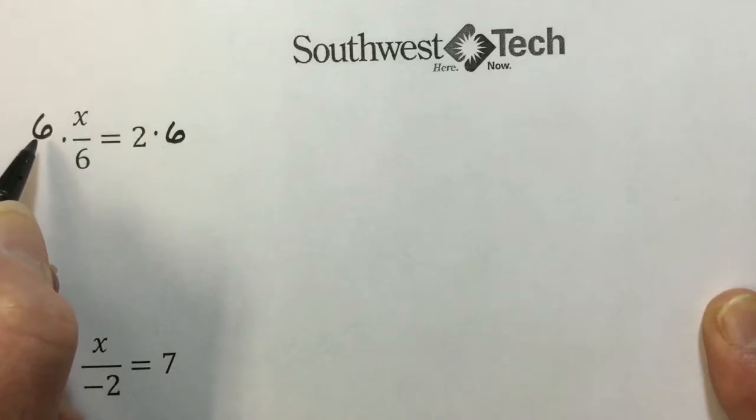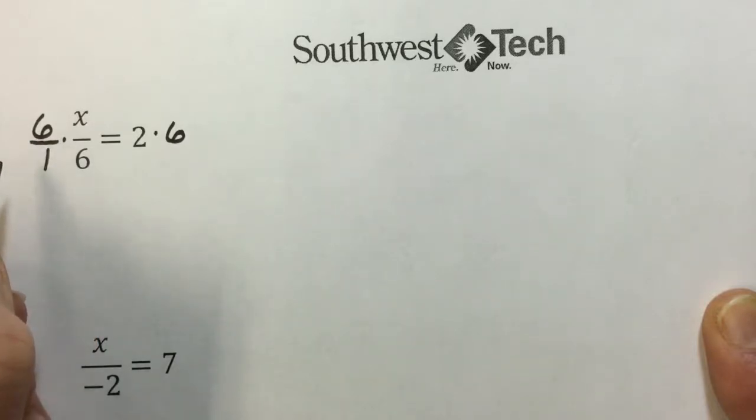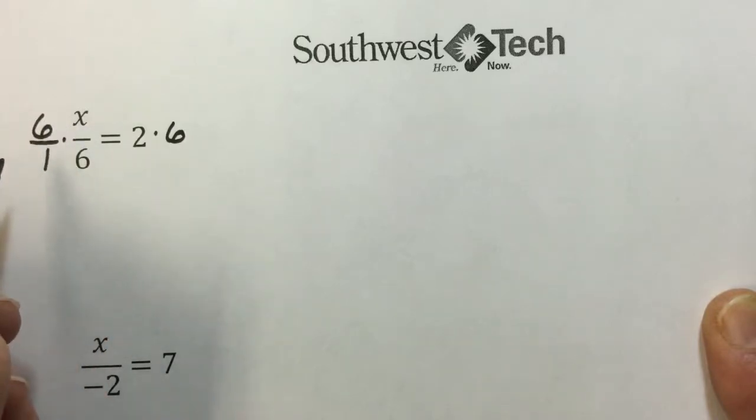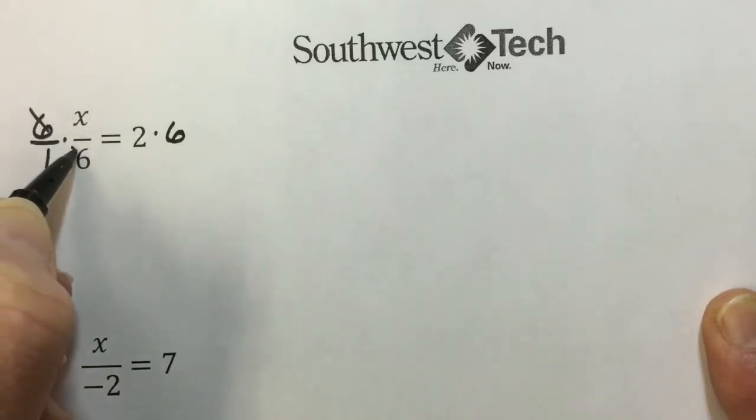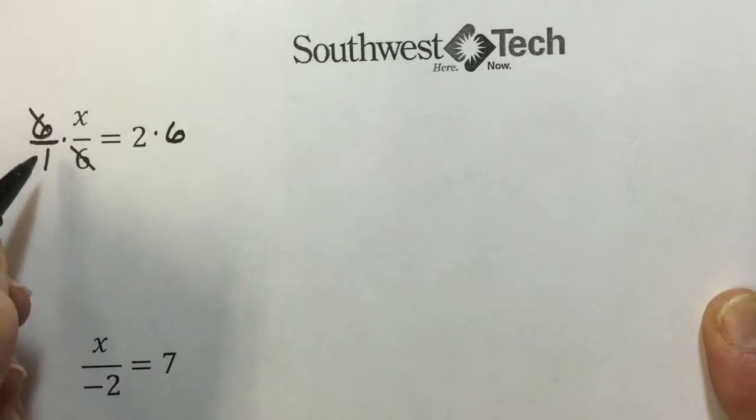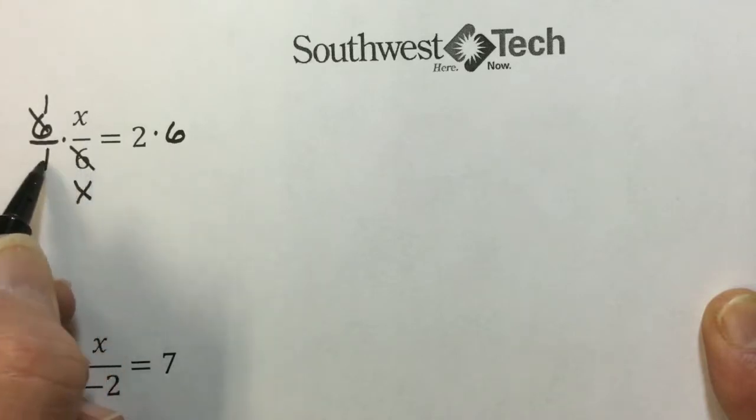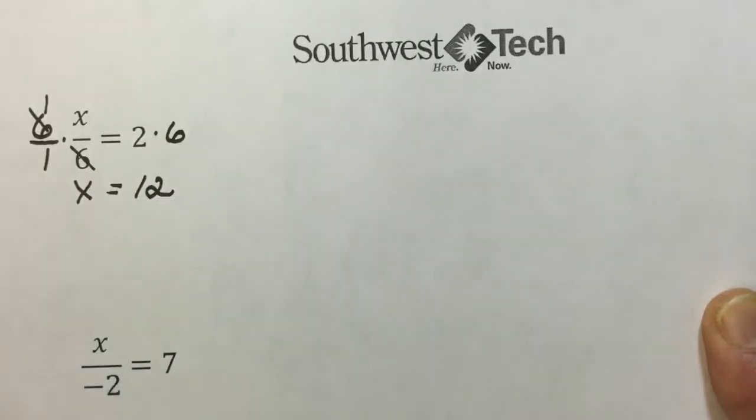Just to illustrate how the 6's cancel out, 6 is understood to have a denominator of 1. When you multiply fractions, you multiply numerators and you multiply denominators, and you can cancel a common factor. In this case, we have 6 in the numerator and 6 as a factor in the denominator, which is equivalent to a 1, leaving 1x in the numerator over 1, or just x, and simplifying on the right, we have a value of 12. So the solution to this problem is x is equal to 12.